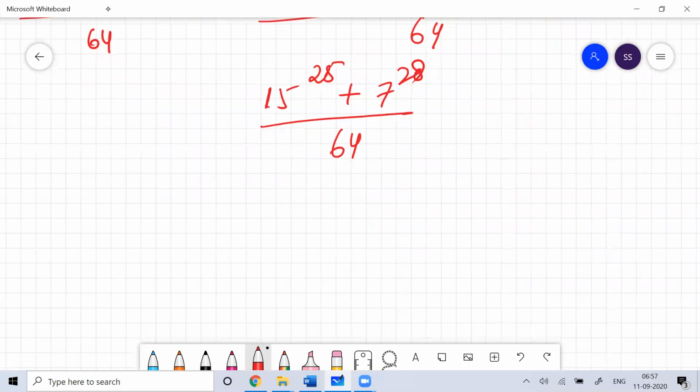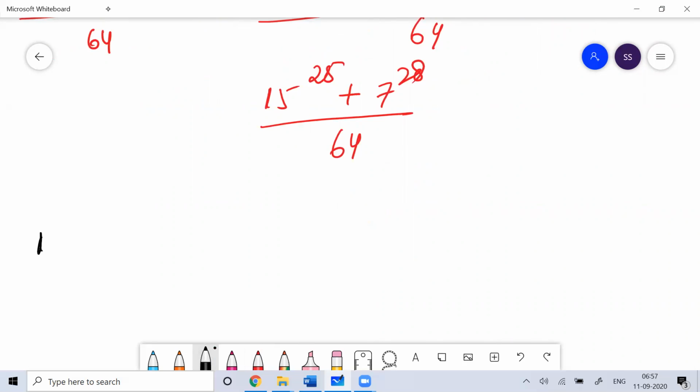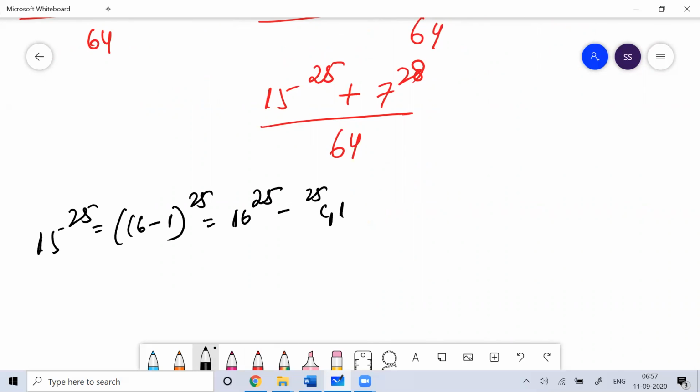So I can write 15 to the power 25 as 16 minus 1 to the power 25. So this is 16 to the power 25 minus 25c1 into 16 to the power 24, plus 25c2 into 16 to the power 23. Like this, we can check their powers.